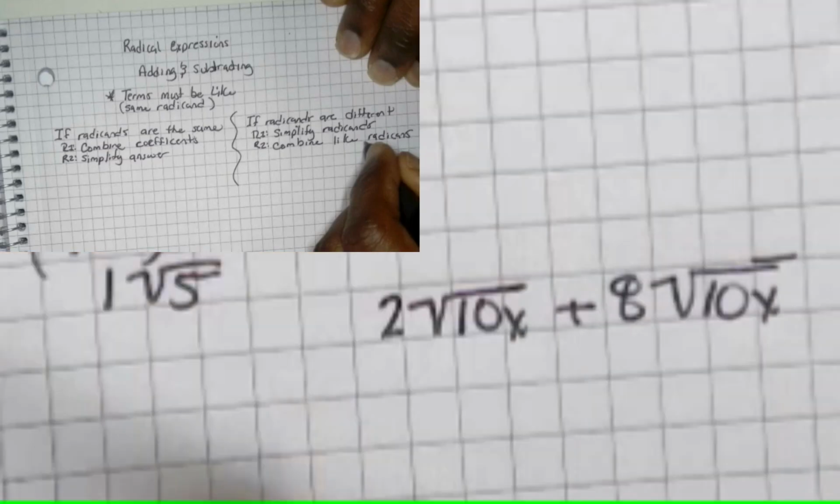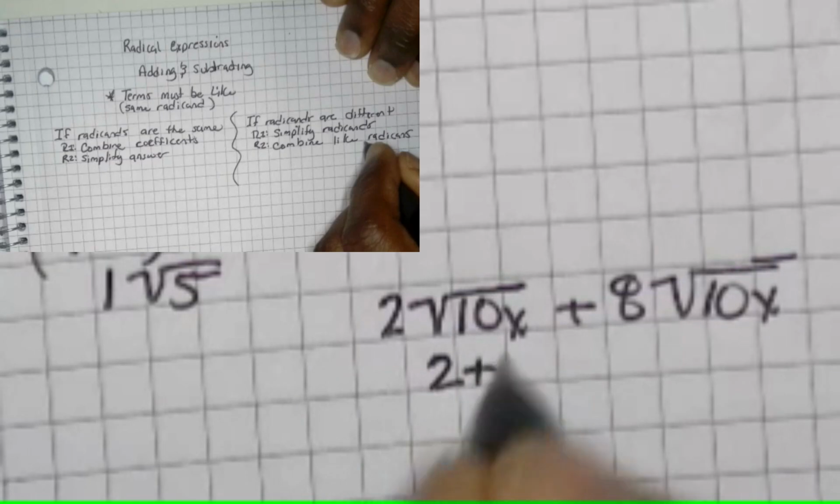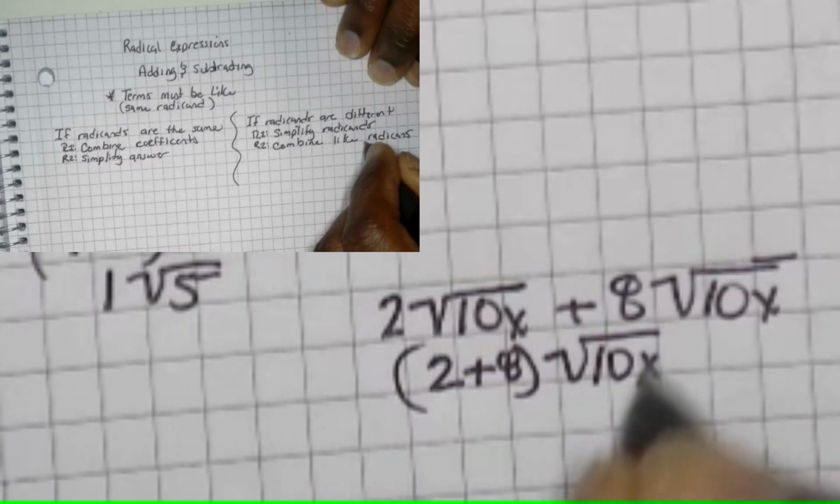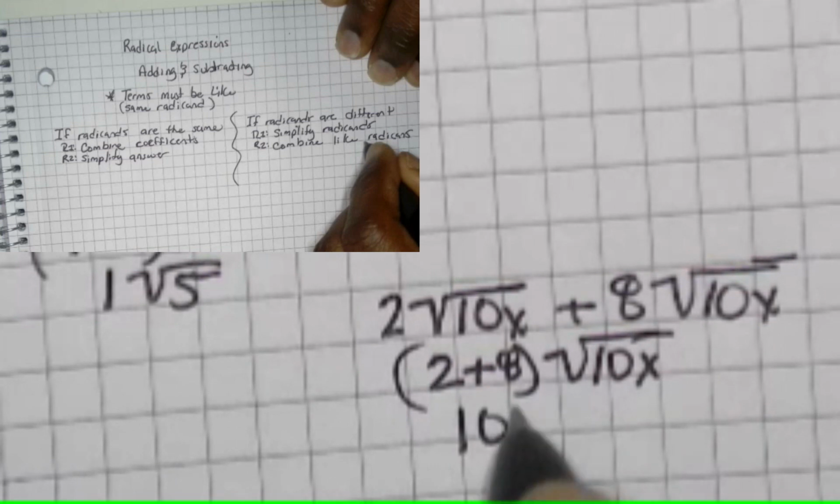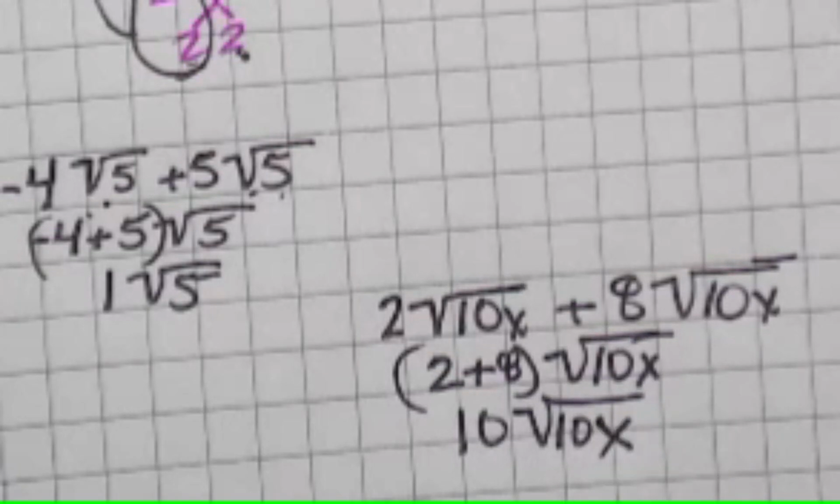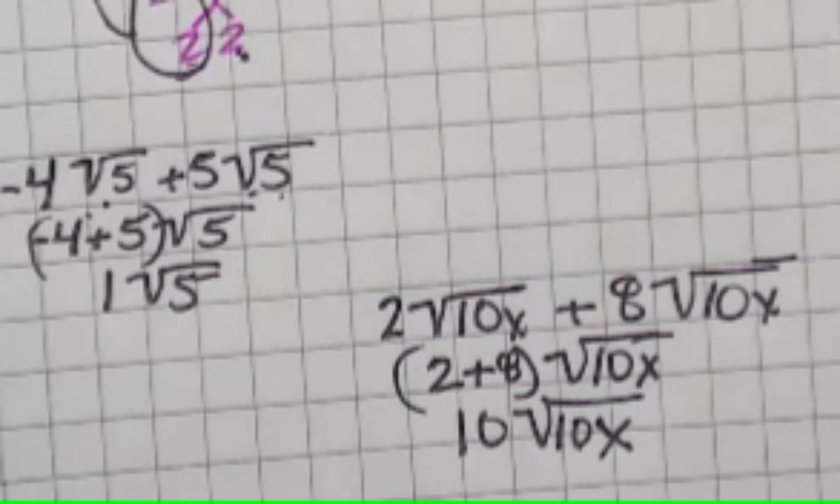So you just combine the coefficients, which is 2 plus 8. Alright. And they both have square root of 10x. So the answer is 10 square root of 10x. If I try to break 10 down, I get 2 times 5. I won't get 2 of everything. 2 of anything, I should say. So that's your final answer. That's how you add or subtract radical expressions.